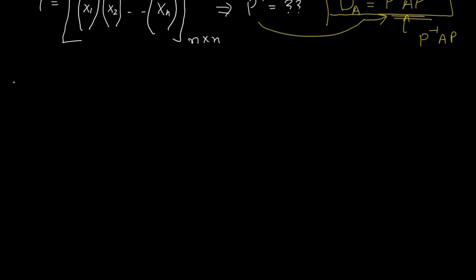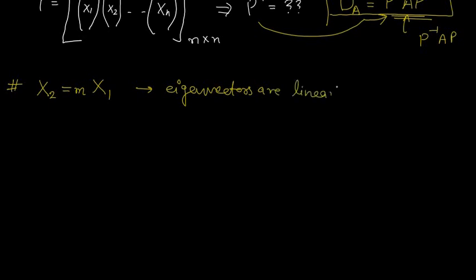So let's ask here a question. The basic question was, what happens when there is a linear dependence? Let's say x2, the second eigenvector, has a dependence on x1 by any scalar, let's say m. So x2 is m times x1. So the eigenvectors are linearly dependent. If this happens, then what is the case?